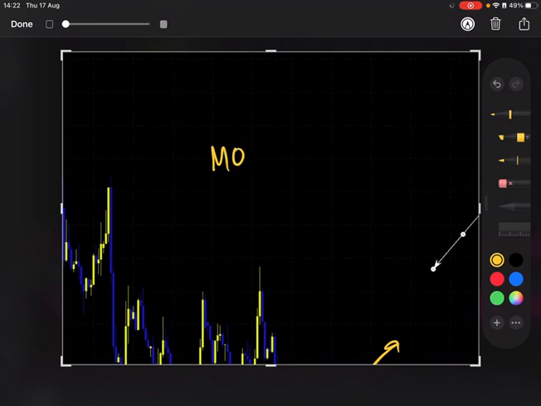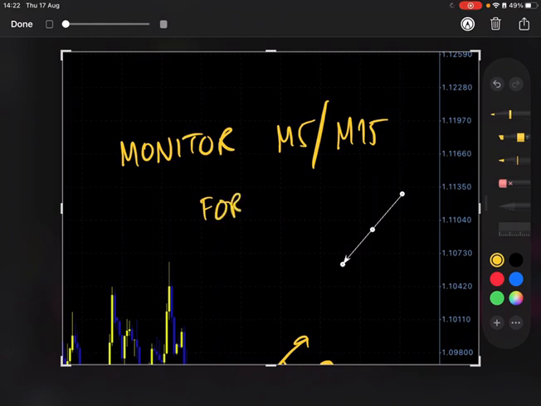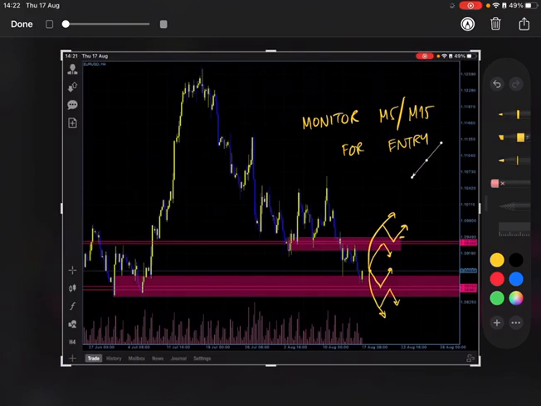You monitor, once the price comes into our key levels, M5 or M15, but start with M15 first, because the higher the time frame, the more movement you can get. So start with M15 first, either M5 or M15 for entry. If you cannot find anything in M15, that is when you switch down to M5 to get a more precise entry. Okay, next pair.